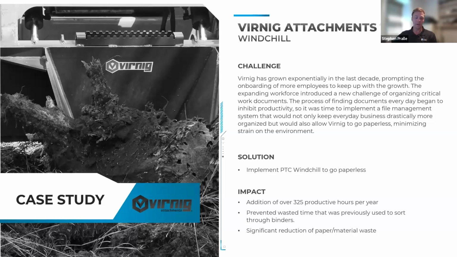So to address this, they worked with us, and we helped to implement PTC Windchill, our PLM system, that allowed Vernig to go paperless. This solution added over 325 productive hours per year by eliminating time wasted on sorting through binders and significantly reduced their paper usage and waste, enhancing both their organizational efficiency and their environmental sustainability. And while utilizing Windchill and putting these processes in place, more than likely they were able to hit some of those sustainability goals of reducing waste, of getting better at processes like recycling, rework, disassembly, so on and so forth.